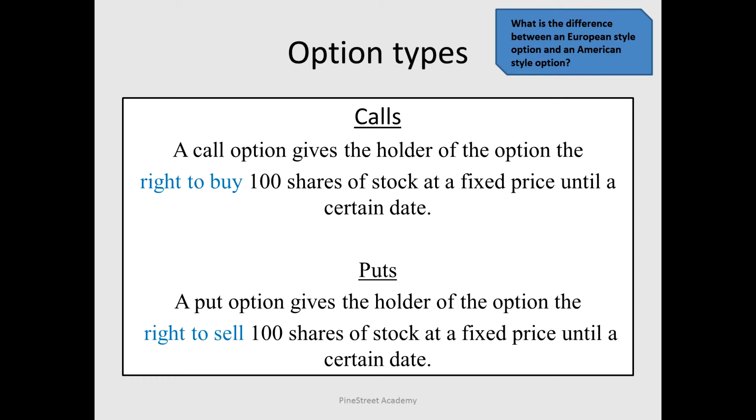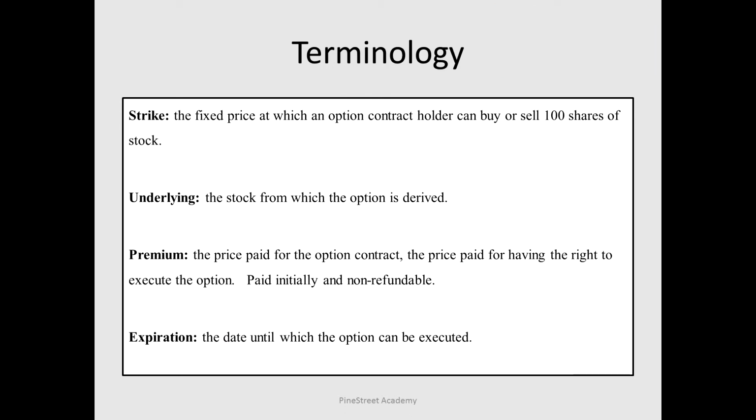For puts, a put option gives the holder of the option the right to sell 100 shares of stock at a fixed price until a certain date. It's very similar to the call option. The only difference is that instead of having the right to buy, you have the right to sell 100 shares of stock.